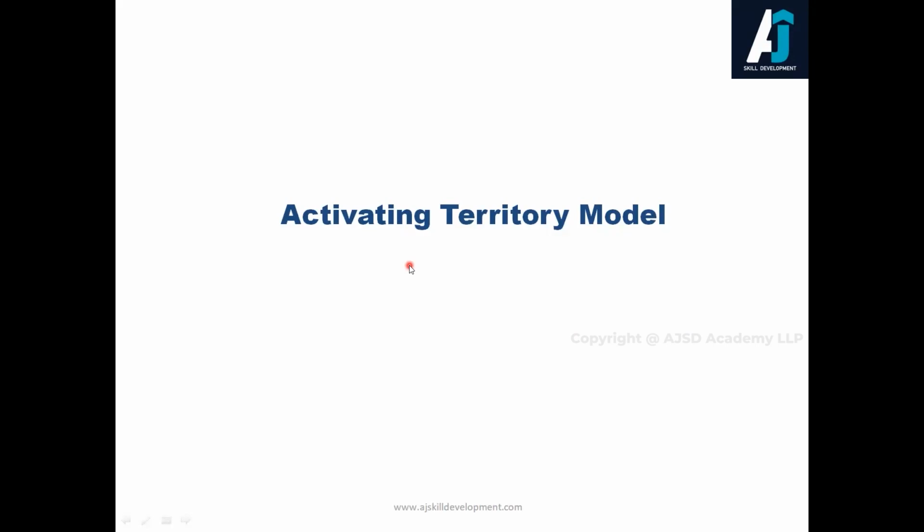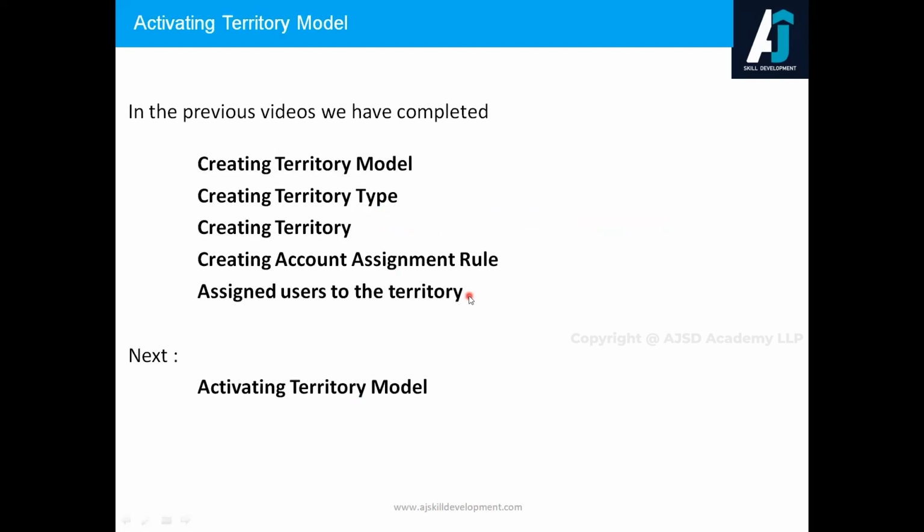Hi there. In this video, we are going to see about activating the territory model. In the previous videos, the topics we have completed are: initially we created a territory model, then we created a territory type to group the territories, then we created a territory, and we created an assignment rule to assign account records to the respective territories, and we have assigned the users also to the territory. When we were testing the territory, we manually ran the account assignment rule and checked whether the territories were assigned properly or not.